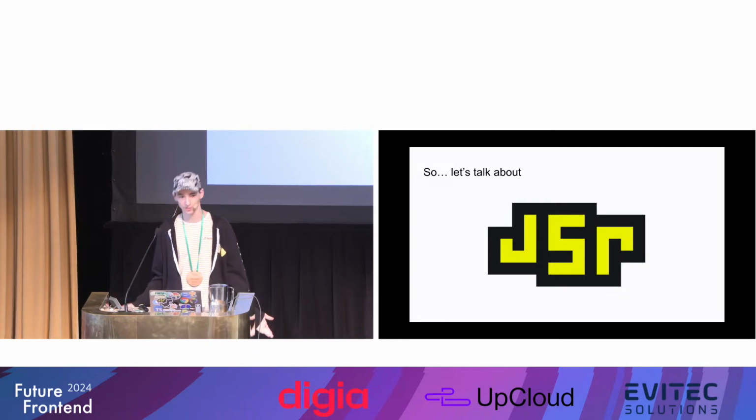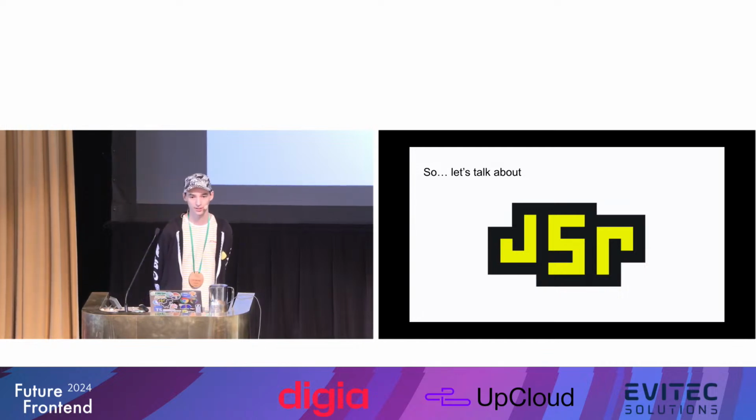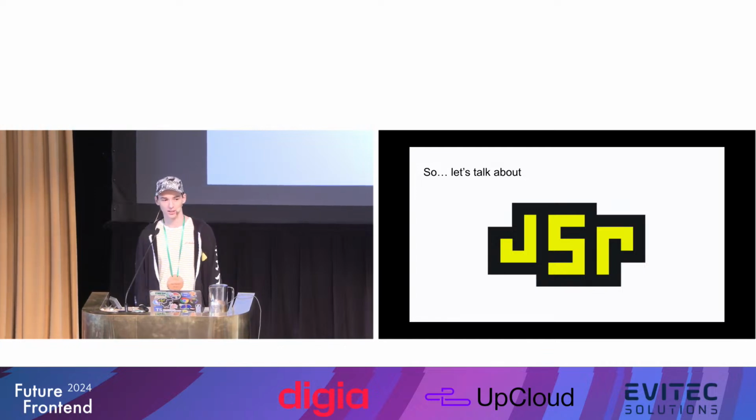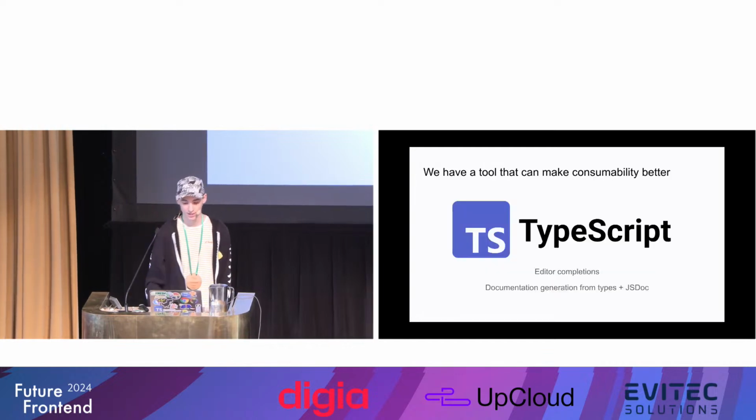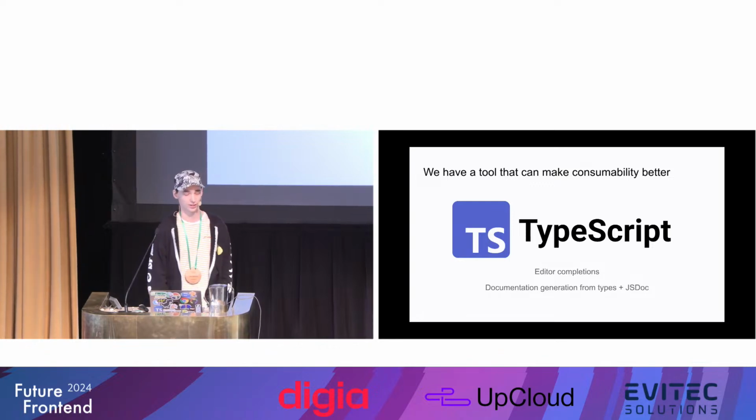So let's talk about JSR. JSR is our solution to this. It's an open source, completely open source JavaScript registry that was incubated at Deno, and we have launched to the JavaScript ecosystem, and it can be used like a drop-in replacement for NPM. So let's talk a little bit about how to fix these individual points here.